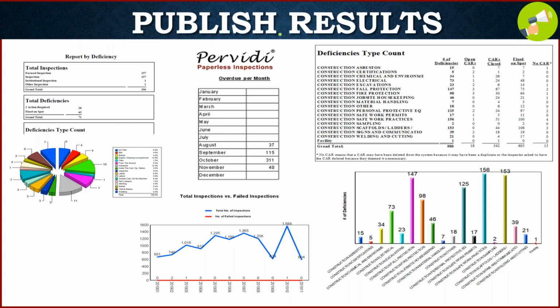Very easy to demonstrate. Publishing the results. So remember, results could be, I'm going to look at my audit and compare how many inspections I've done throughout the year compared to how many deficiencies I found. And then I'm going to overview and look at my program.